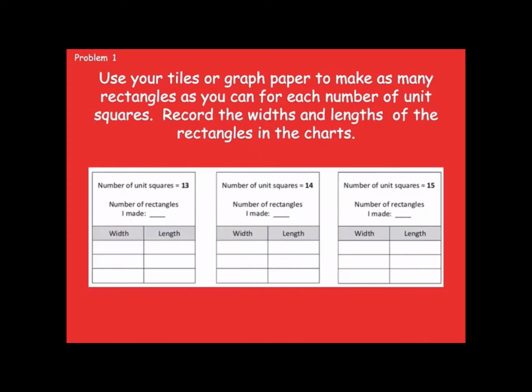All right, friends, pause if you need more time. Okay, so we're going to start with 13. The rectangles that I came up with are 1 by 13, and I only came up with 1 rectangle. For 14, I have 1 by 14, because 1 times 14 equals 14, and 2 by 7. Those are the only 2 that I was able to come up with for 14. And for 15, I have a 1 by 15 and a 3 by 5. So I was able to come up with 2 rectangles for those. Okay, so hopefully you guys have the same ones as me.